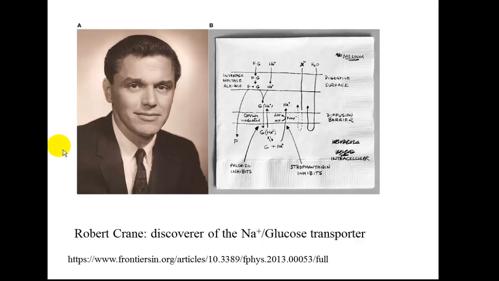Once the sodium glucose symporter was discovered on the apical side of the intestinal lumen cell via Robert Crane and others, really the diagnostics and the treatment of dysentery really changed. So here's a diagram of his sodium glucose symporter that he drew on a napkin just before he were to give a talk at a physiology conference around 1960 or so.